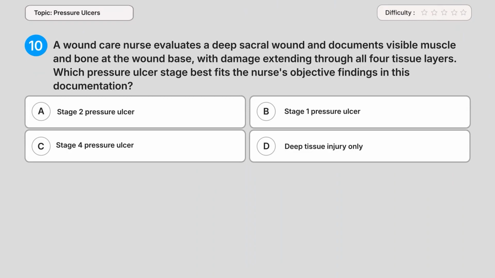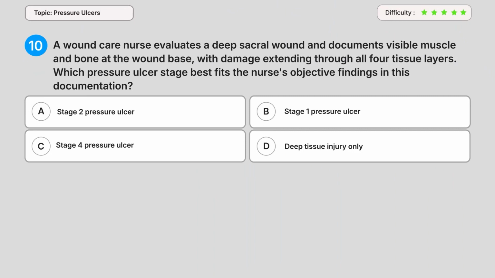Question 10. A wound care nurse evaluates a deep sacral wound and documents visible muscle and bone at the wound base, with damage extending through all 4 tissue layers. Which pressure ulcer stage best fits the nurse's objective findings in this documentation?